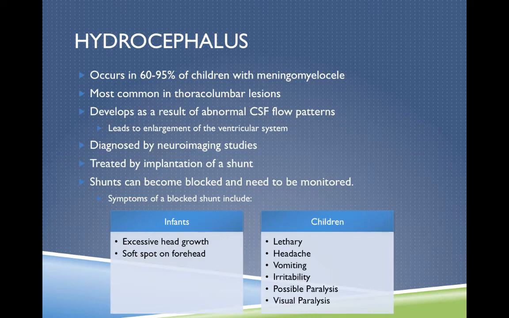And the shunts can become blocked and need to be monitored. The symptoms of blocked shunts include excessive head growth in an infant or a soft spot on the forehead. And for children, it's lethargy, headache, vomiting, irritability, and possibly paralysis and even visual paralysis, such as strabismus, double vision, or an upward gaze.